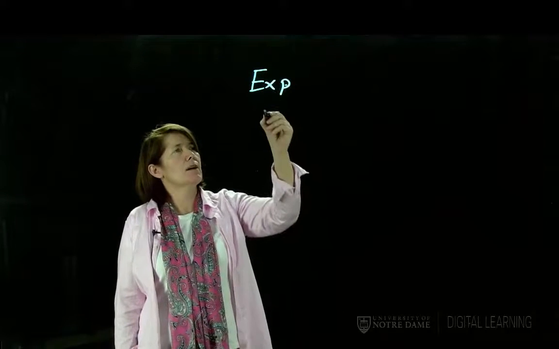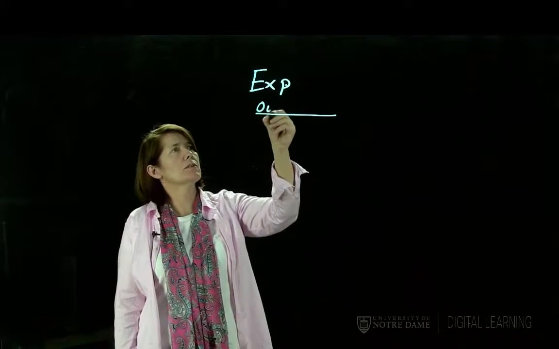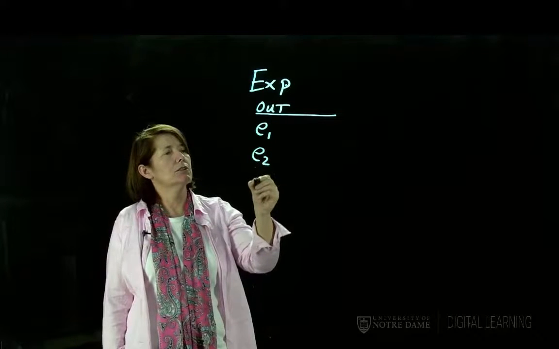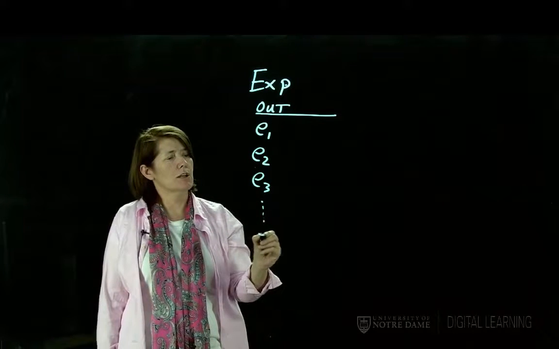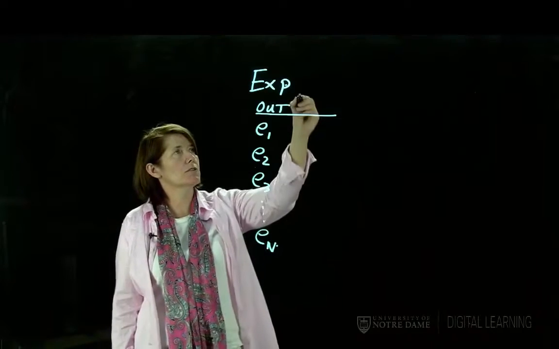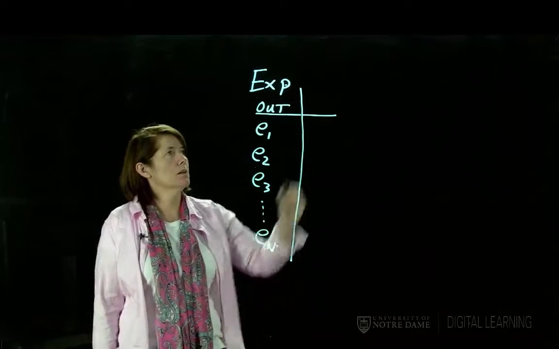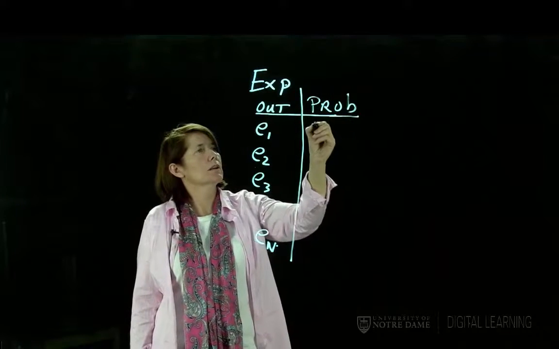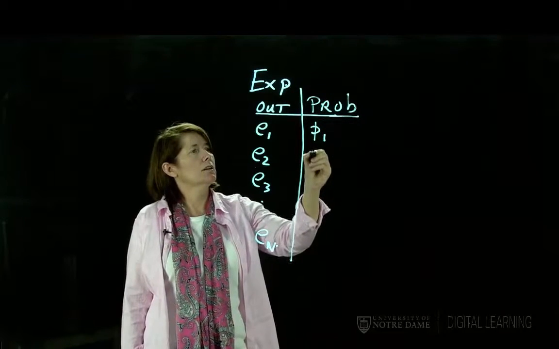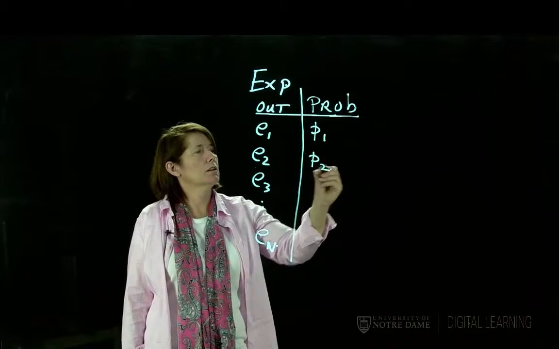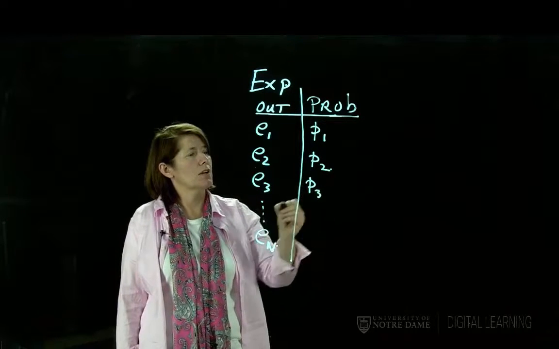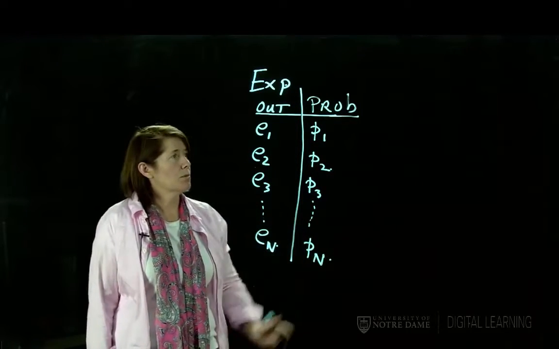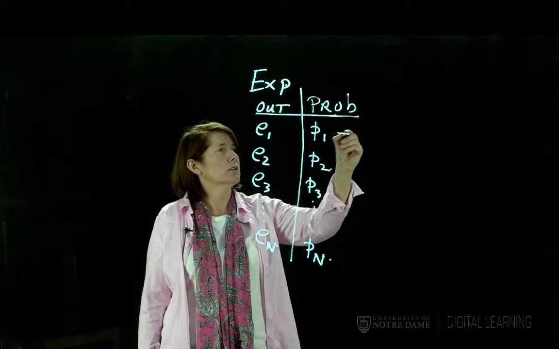So if I have an experiment with outcomes, let's say E1, E2, E3, and we're not exactly sure how many might be there, so let's say there are n of them. And to each I assign a probability. Let's call that probability P1 for E1. P2 is the probability we assign to E2, etc., etc., etc. Pn is the probability we assign to En.